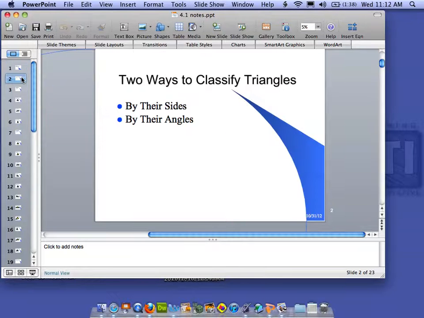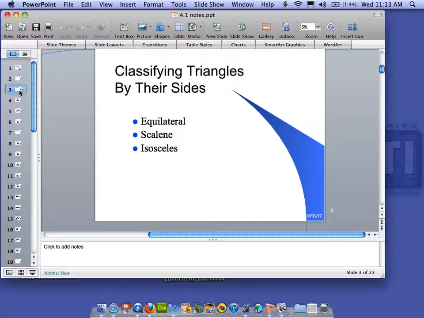There are two ways to classify triangles. We can do it either by using their sides or by using their angles. If we classify triangles by their sides, they can be named equilateral, scalene, or isosceles. Try and get the spelling correct.